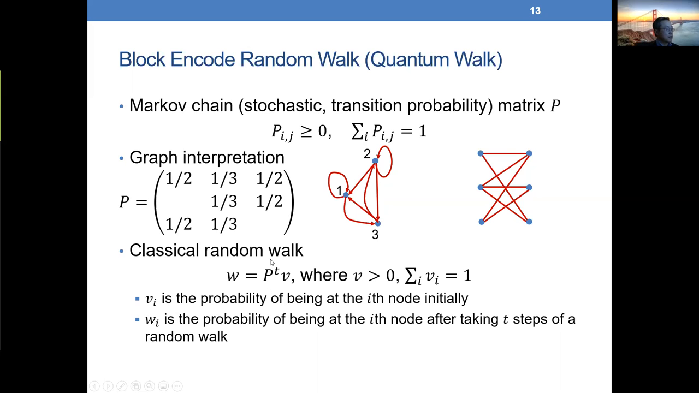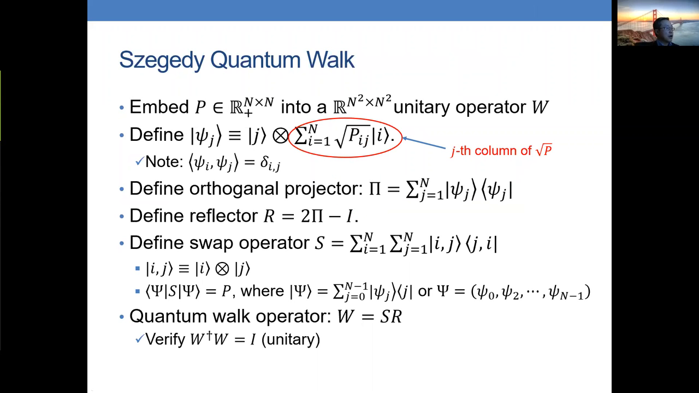If you apply this transition probability matrix to some probability distribution of some state, and then apply it repeatedly, you get the probability of being at a certain vertex after taking n steps of a random walk. We won't get into that too much. So how do we block encode that? This is through a technique called Szegedy quantum walk.